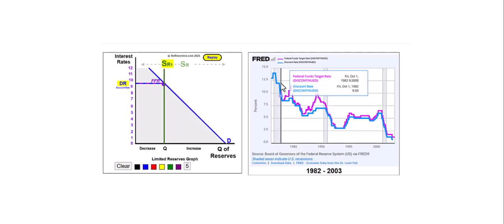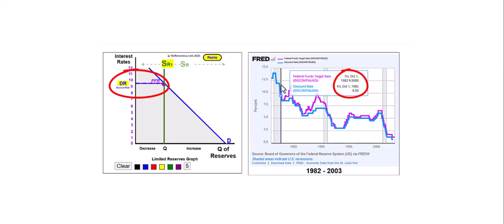So let's start with the history of the discount rate from 1982 to 2003 when it ended. Notice on the Fed graph to the right that the federal funds target rate is 9.5 and the discount rate is also 9.5, shown on the Fed graph to the right and on the limited reserves graph on the left.